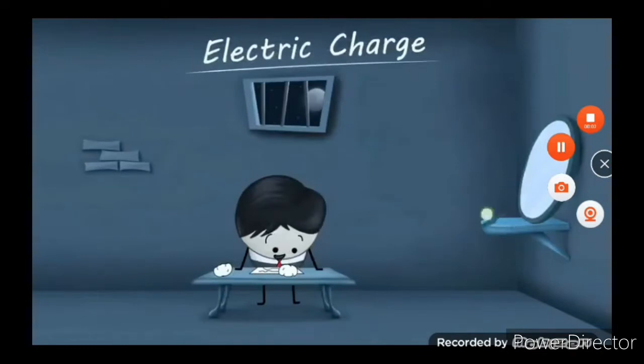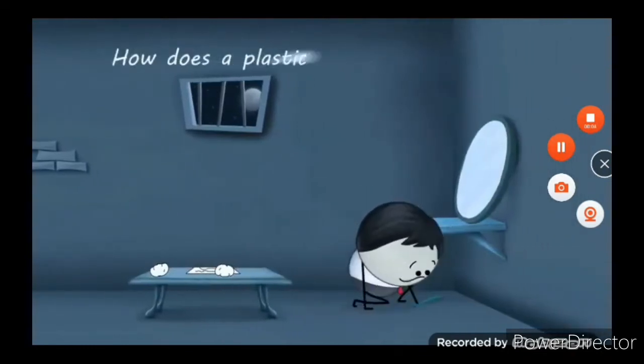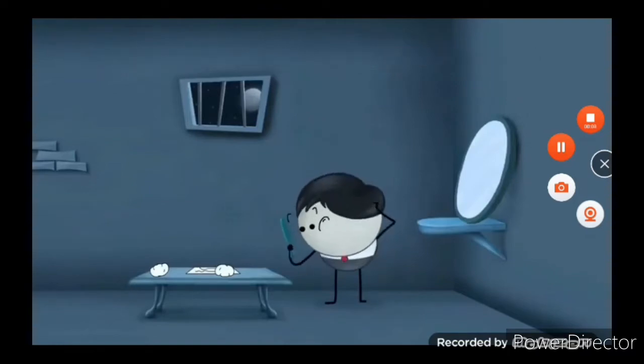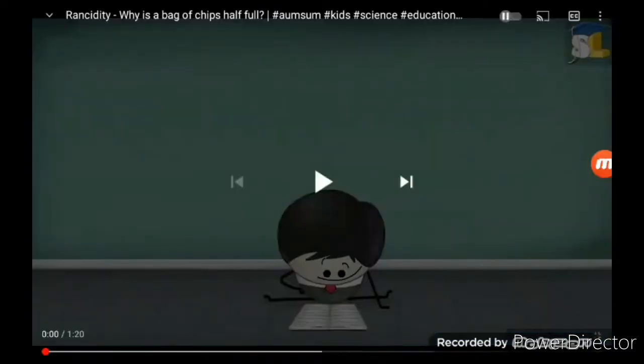Topic, electric charge. How does a plastic comb attract paper? What? You don't believe me?